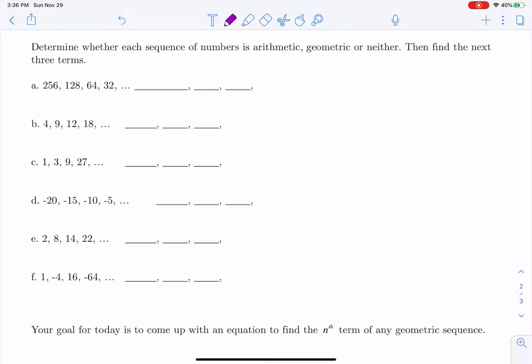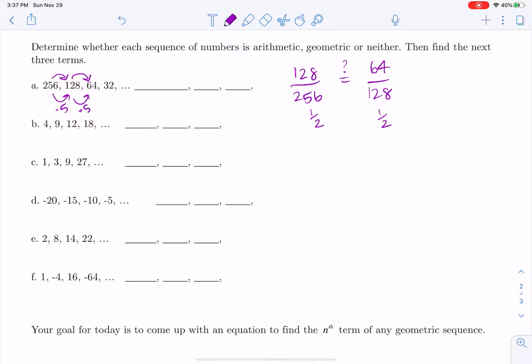So if I want to figure out the number that I multiply by to get from 256 to 128, is that the same number that I would multiply by to get from 128 to 64? So is 128 divided by 256 the same as 64 divided by 128? And it actually is. 128 over 256 is 1/2, and this is also 1/2. So really what I'm doing here is multiplying by 0.5 to get from one term to the next.